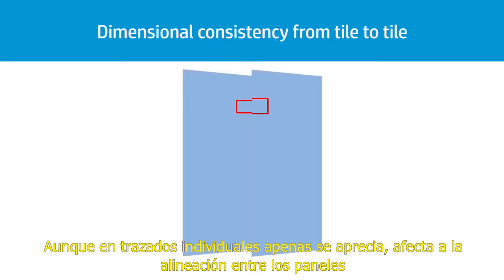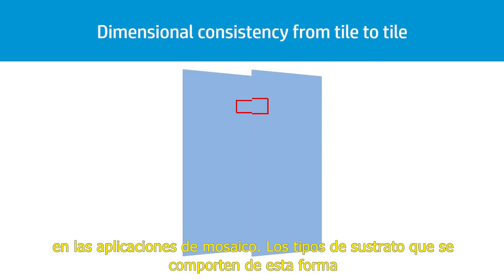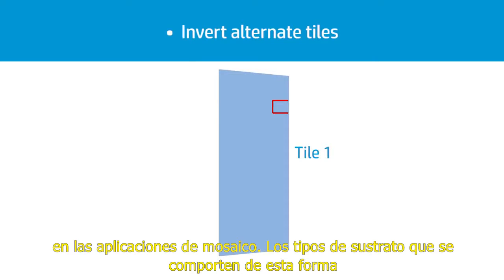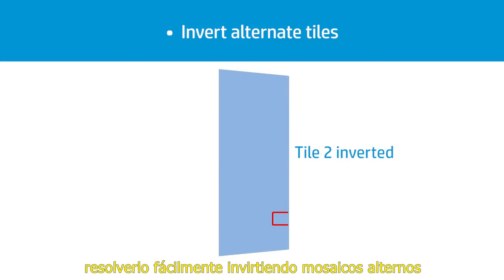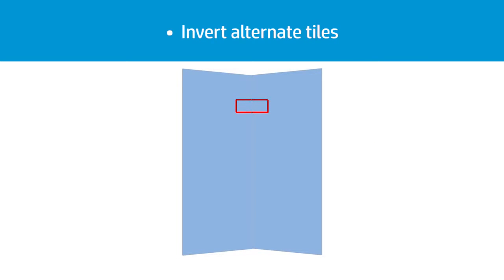While this is not noticeable with individual plots, it affects the alignment between panels in tiling applications. Substrate types that behave in this way will probably do so consistently along the length of the roll, so when present, this issue can easily be overcome by inverting alternate tiles, as shown in the example.